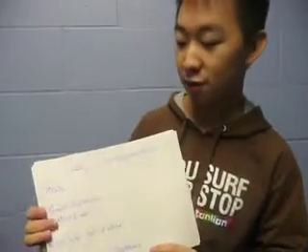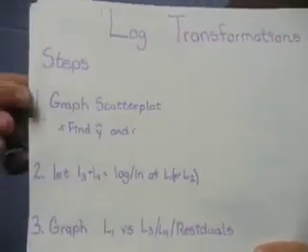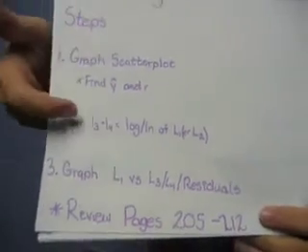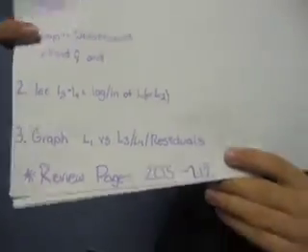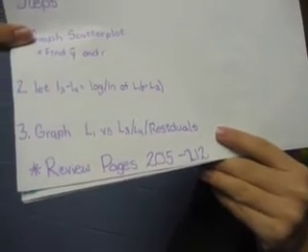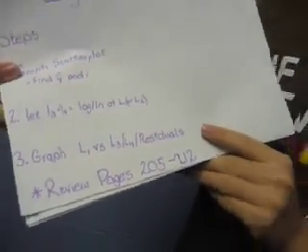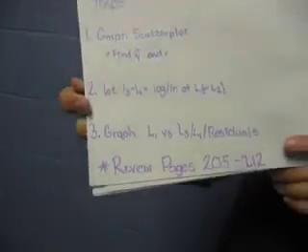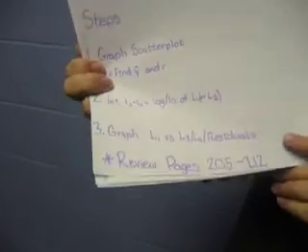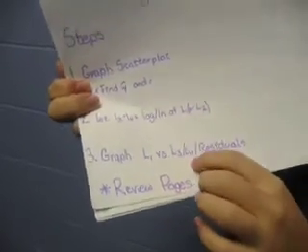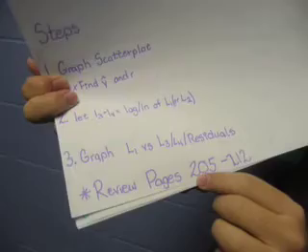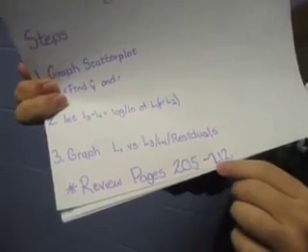Okay. Next is about log transformation. Here are 3 steps. First, graph scatter plot x, y, height, and r. Second, let list 3 and list 4 in the calculator equal log or the natural log of list 1 or list 2. And the third step, graph list 1 versus list 3 or list 4 and the residuals. We can review on pages 205 to 2.